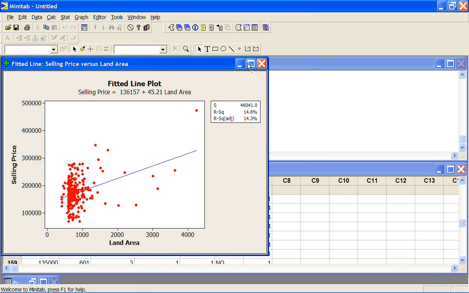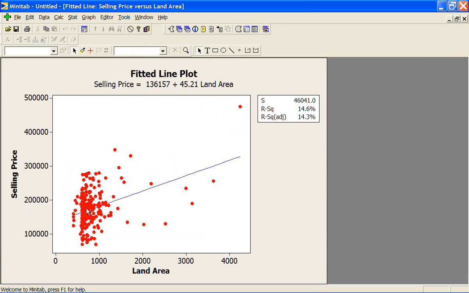So here with the fitted line plot, this is the line of best fit using least squares. This is our regression equation here: selling price is equal to $136,000 plus 45 times the land area. The R squared here gives us a measure of how much variation in the data we're explaining, and that's 14.3%. So that's not a lot. And we can see that from the graph.